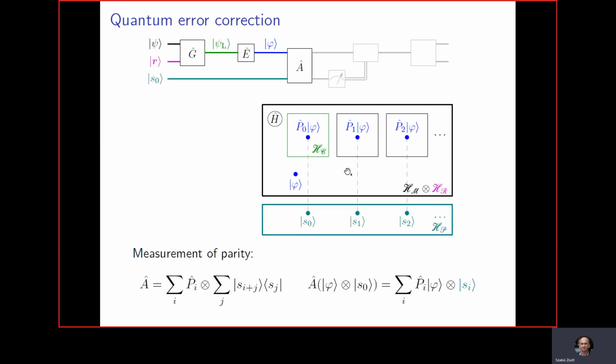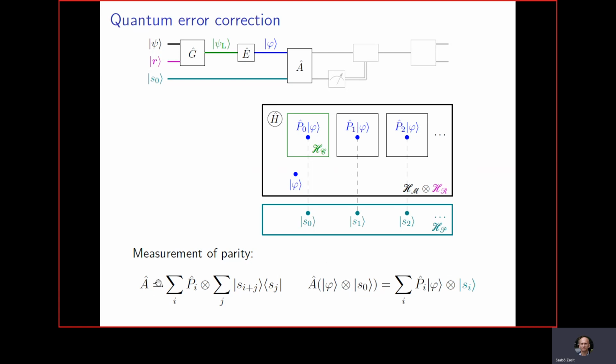The parity is measured using a pointer whose Hilbert space is HP. This Hilbert space is spanned by the basis states S0, S1, S2, etc., and these correspond to the pointer indicating the respective syndrome. In the beginning, the pointer is in the state S0 and then it is coupled to the register to be measured, which is in the state phi.